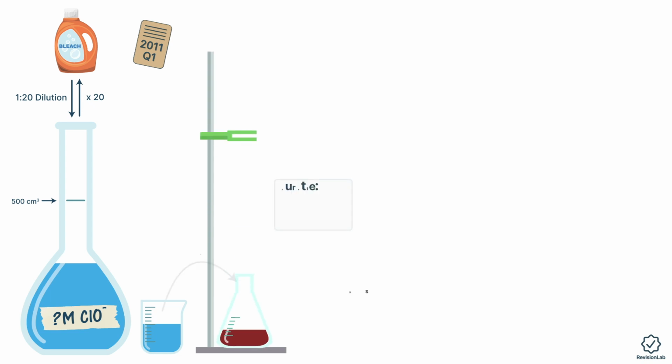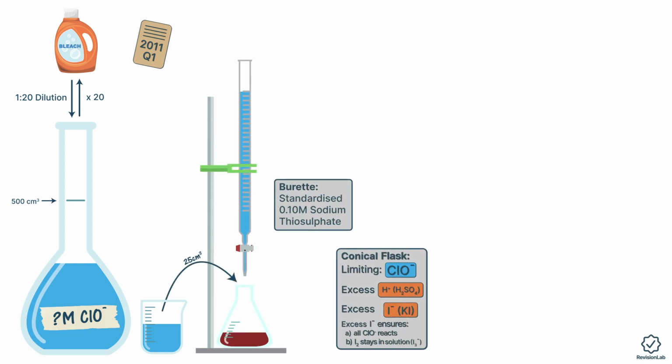We can now set up our solutions for the titration. In our burette, we will have 0.1 molar sodium thiosulfate. We will transfer 25 centimeters cubed of our diluted bleach to the conical flask, and as we described earlier, we will add excess sulfuric acid and excess potassium iodide.